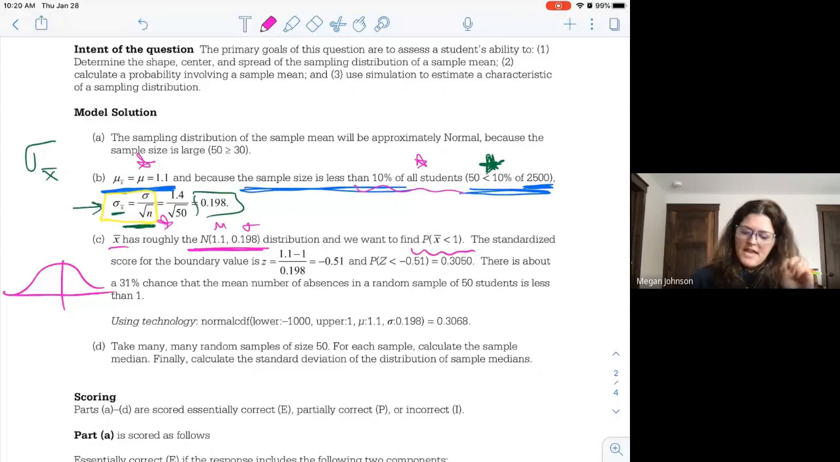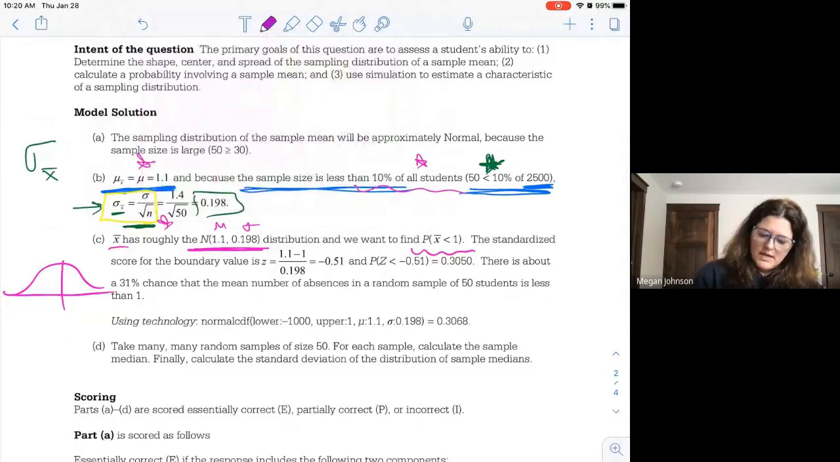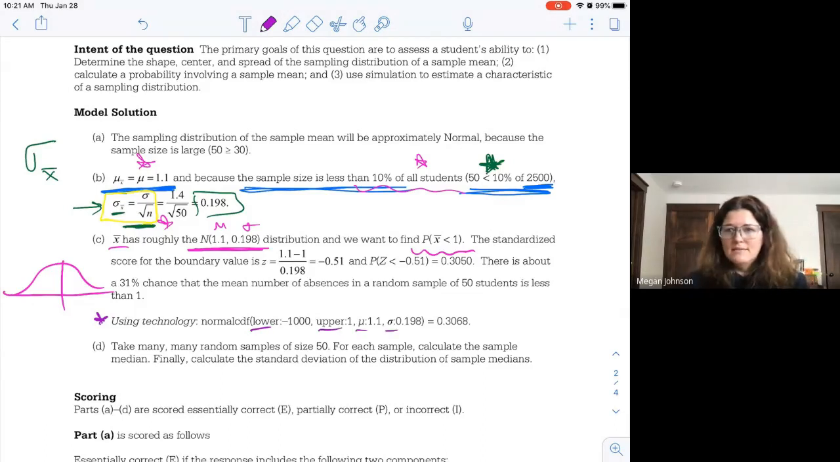So they always show the z-score calculation. I think most of you probably go towards the technology piece using your normal CDF and your calculator, and that's fine. You're allowed to, as long as you label these. Are you sick of me saying that yet? I tell you that every single time I write it down. Don't forget to label your lower bound, upper bound, mean, standard deviation. You can't just write the values in. You have to label what the values mean.